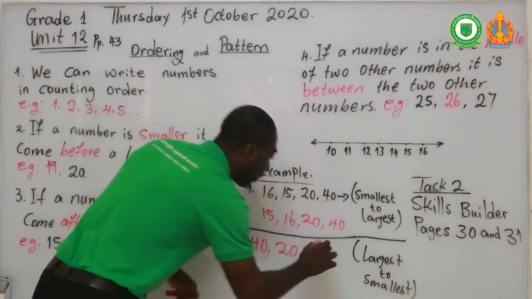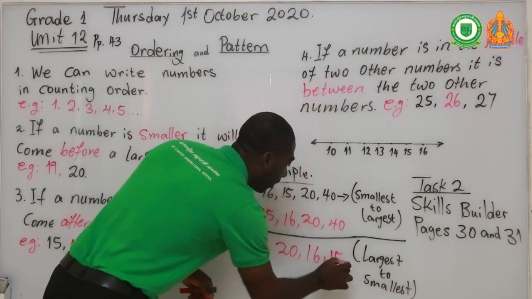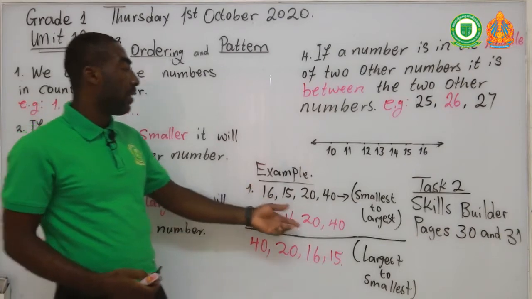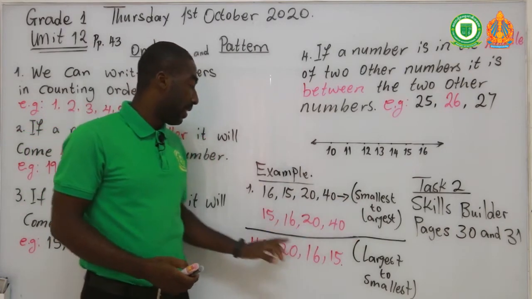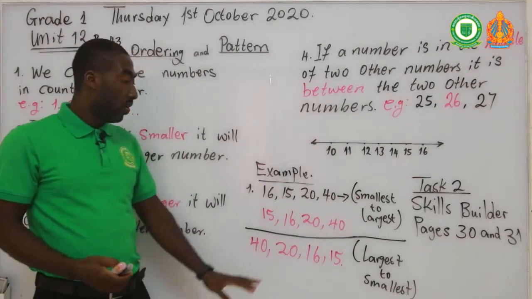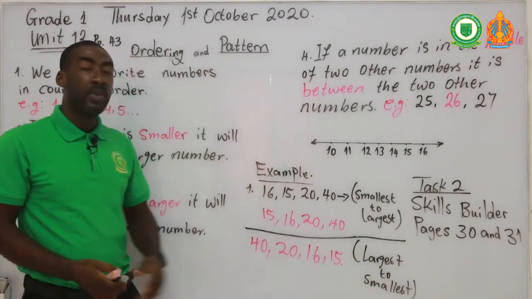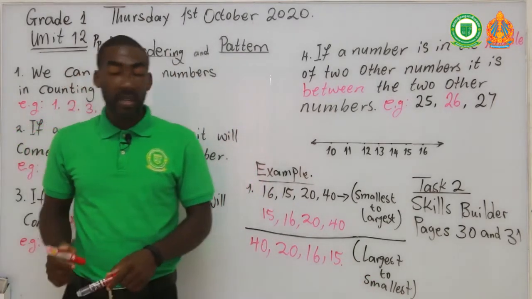And then we end with 15, okay? So the same numbers, we can arrange them from smallest to largest like this, or we can do from largest to smallest also like this one, okay?